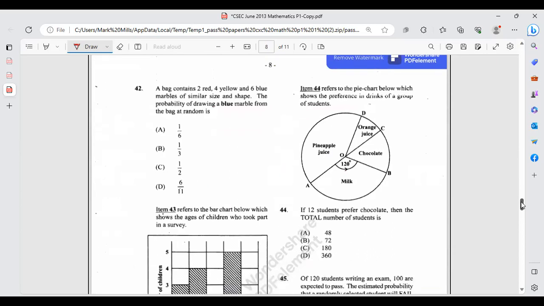42. A bag contains 2 red, 4 yellow, and 6 blue marbles, right? What's the probability of drawing a blue ball? How many blues do I have? Blue is 6 over the total. This will be 6 over 12. Then we break it down, we get what? Half.